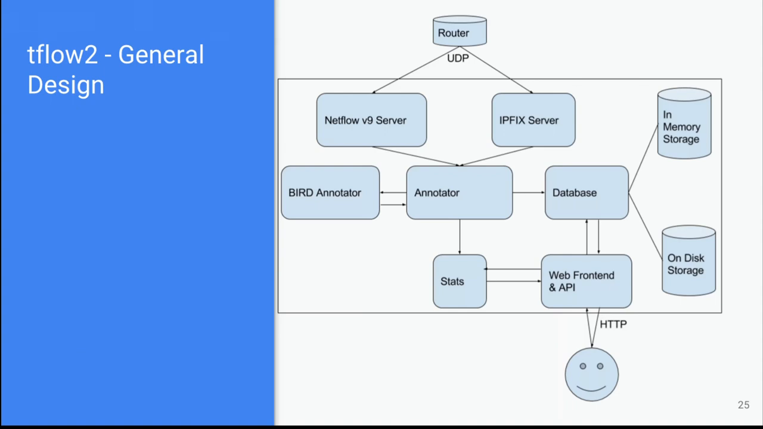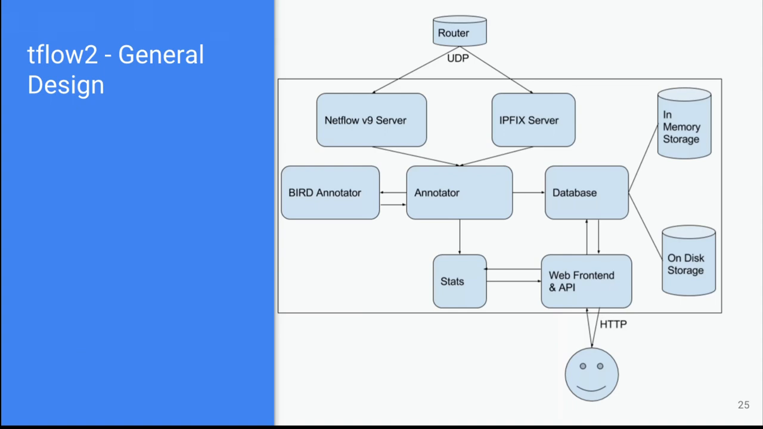So once the annotator is done, it updates the stats package and says, by the way, I received a Netflow packet, or I received an IPFix packet, and it was this big, so you can actually monitor what tflow is doing in the background. That stuff is exported via HTTP and can be scraped with Prometheus. But that's not all the annotator does.